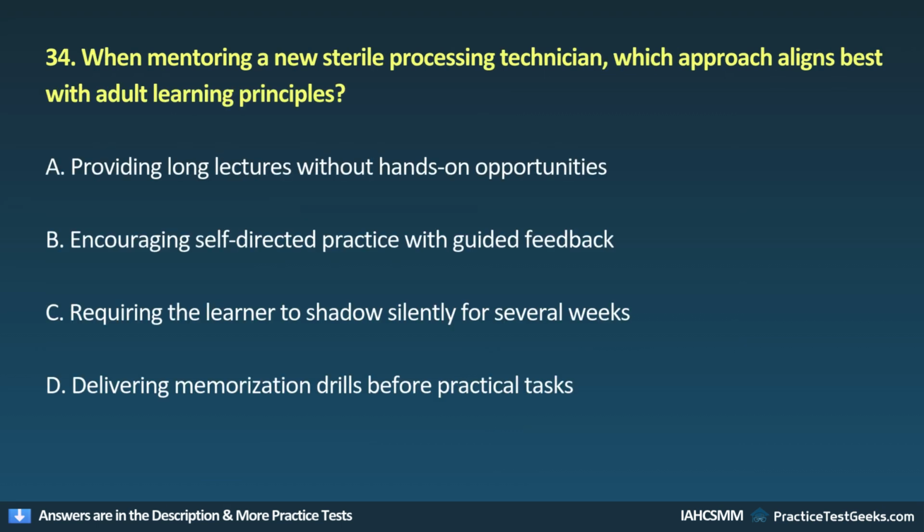34. When mentoring a new sterile processing technician, which approach aligns best with adult learning principles? A. Providing long lectures without hands-on opportunities. B. Encouraging self-directed practice with guided feedback. C. Requiring the learner to shadow silently for several weeks. D. Delivering memorization drills before practical tasks.